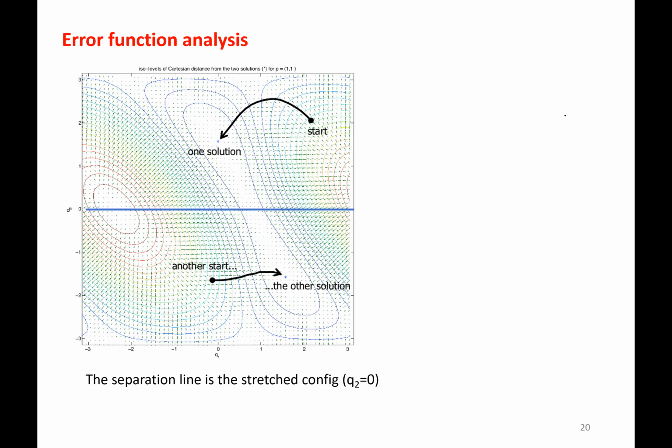Now, what do you think? In general, the separation line is represented by the singular configuration, the configuration where the arm is completely stretched, which is Q2 equal to 0. Now, what do you think the maximum corresponds to? The farthest value from our desired end effector. Remember, we have our desired end effector that is at (1, 1).